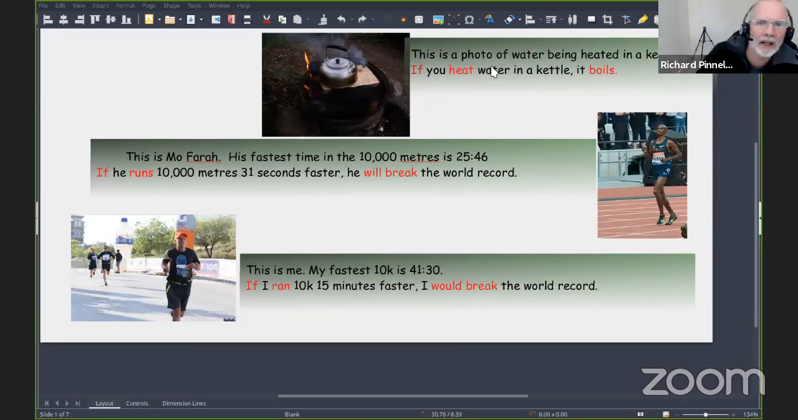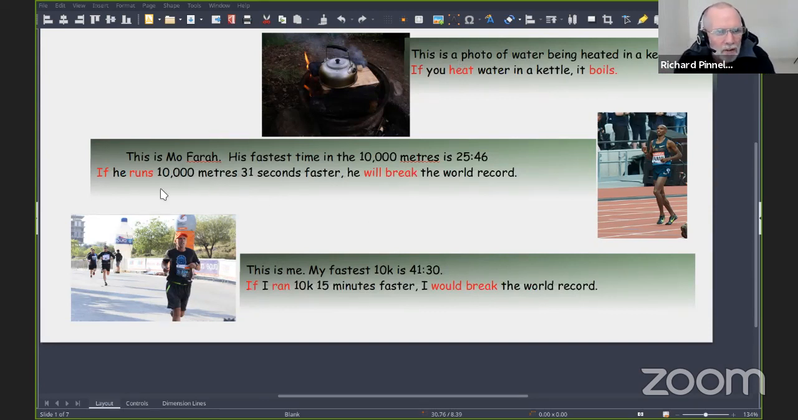Notice the verb tenses. Here, all of the conditionals have two parts. They have an if part and they have a result. So the if part has a verb. If you heat, the verb here is heat. Water in a kettle, it boils. This is the result, it boils. So here's the other verb. So in this conditional, which is the zero conditional, both the verbs are in the present simple tense.